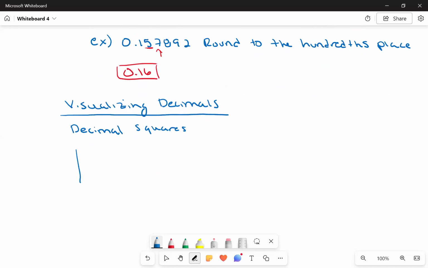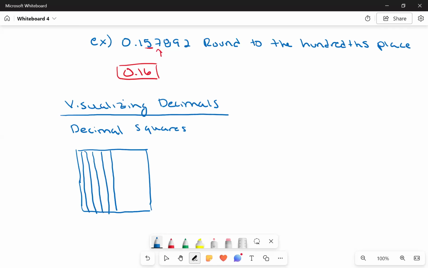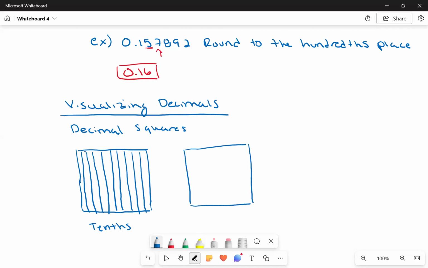So a decimal square, do my best to actually draw a square here. All right. 1, 2, 3, 4, 5, 6, 7, 8, 9, 10. Okay, so this decimal square would represent tenths. Number in the tenths place. And then, of course, just like the others, we would also have 100. Okay. And the other way.